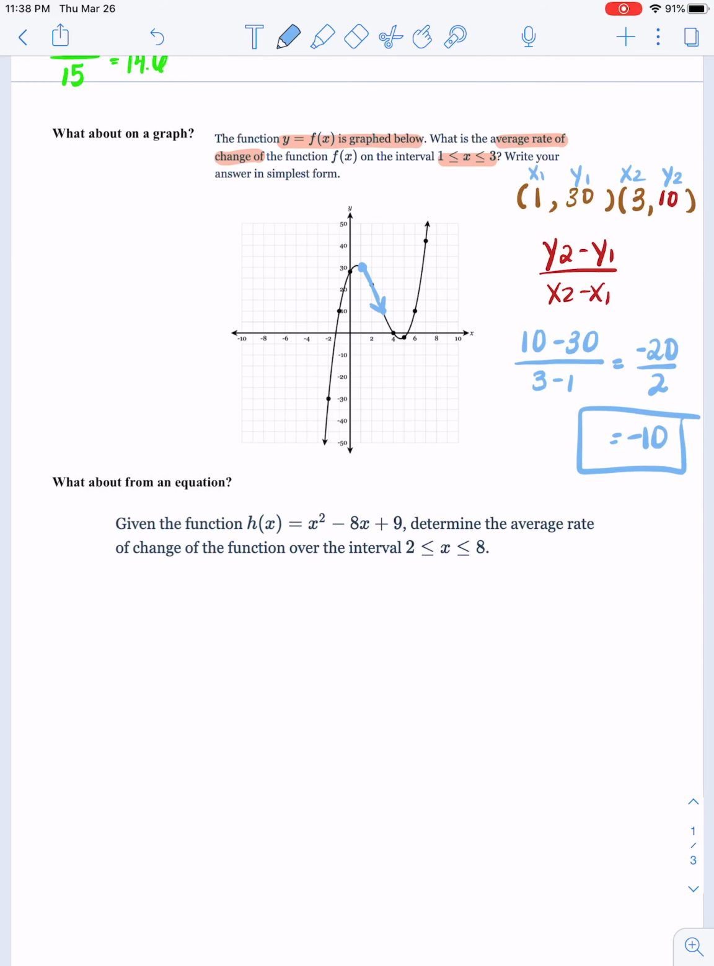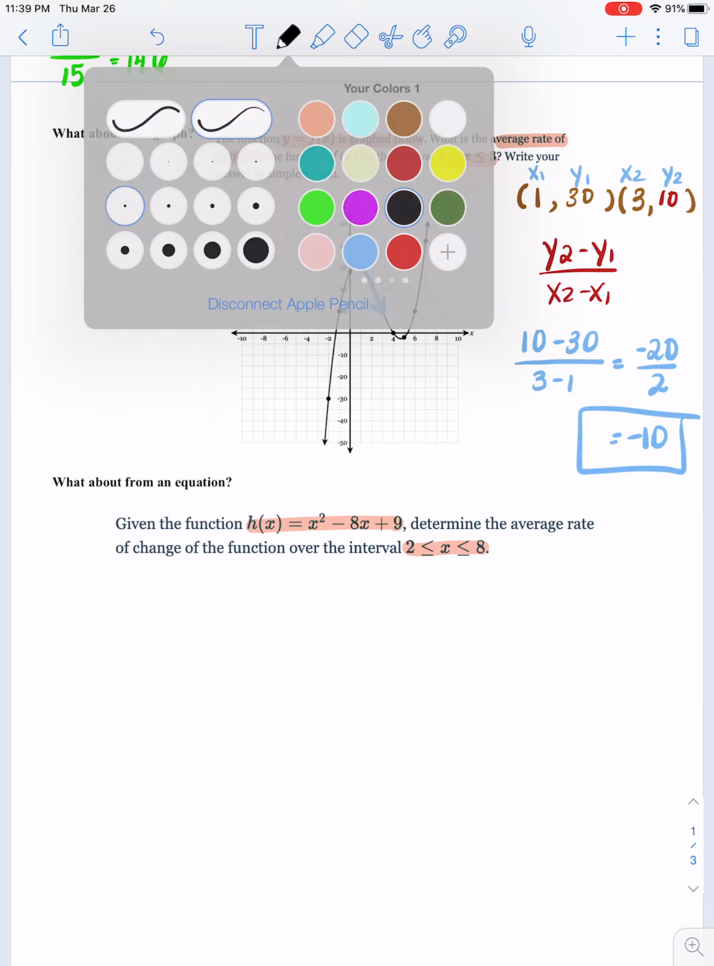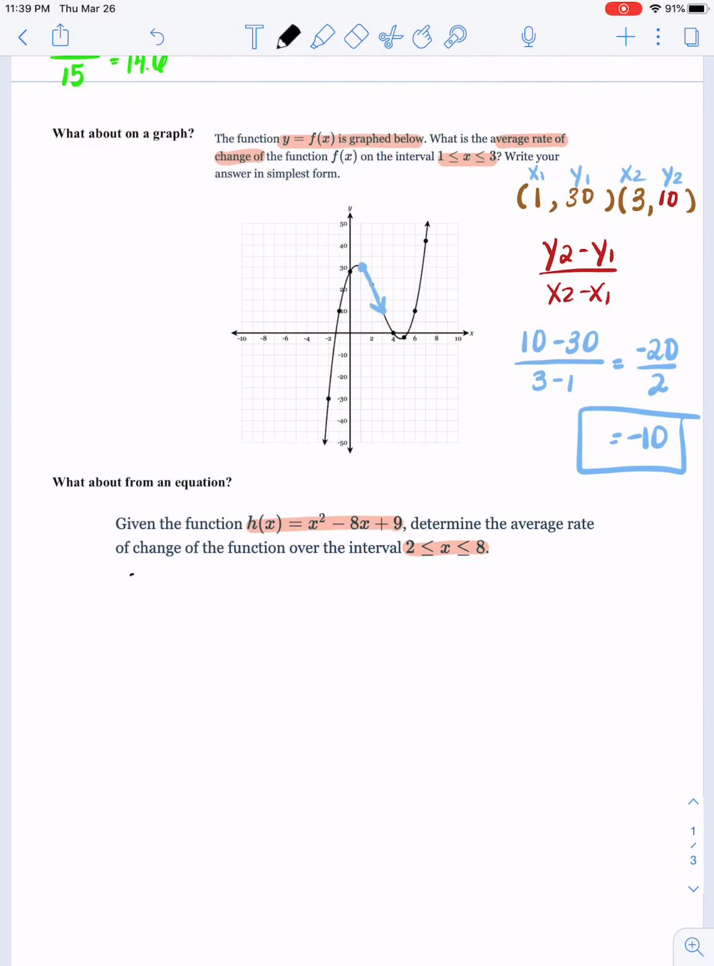What about from an equation? I promise we're almost there. Given the function h of x equals to this, determine the average rate of change over the interval 2 is less than or equal to x is less than or equal to 8. So again, they gave us the x values. We have 2, and then I have 8.